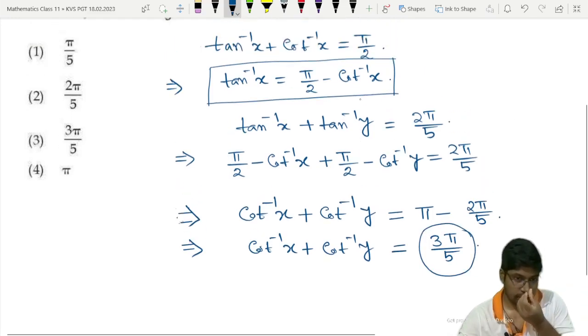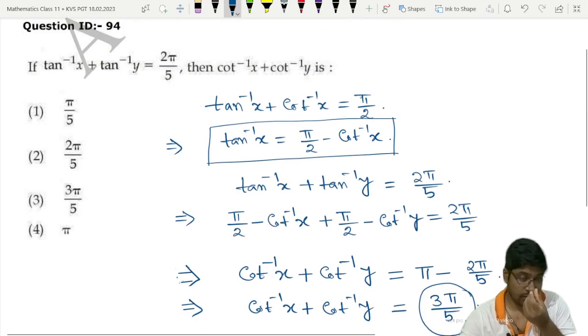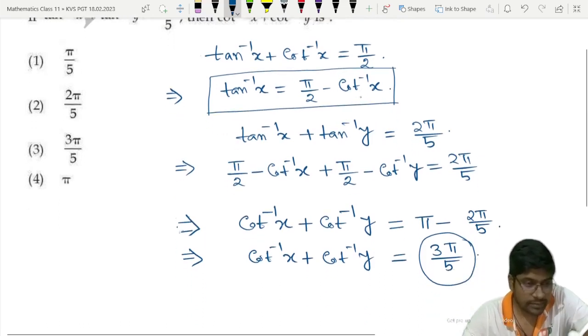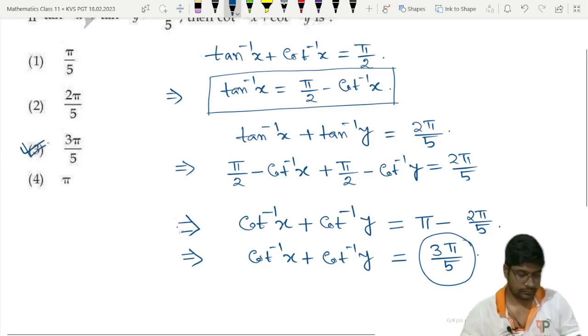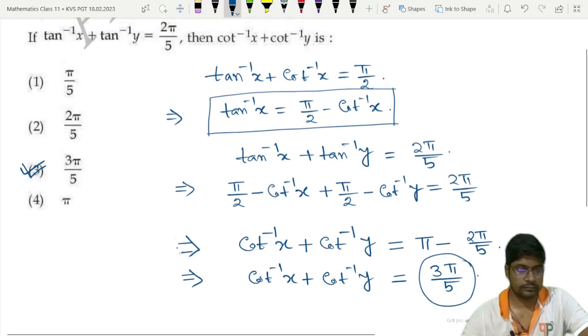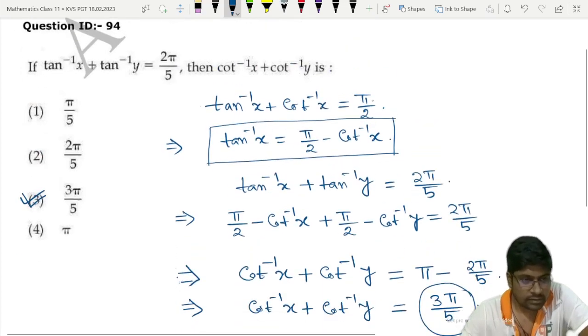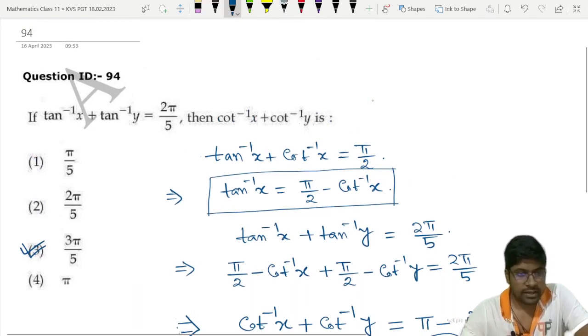Now look at the options. So 3 pi by 5, option 3 is the correct answer. So this was question number 94. Now come to the next question.